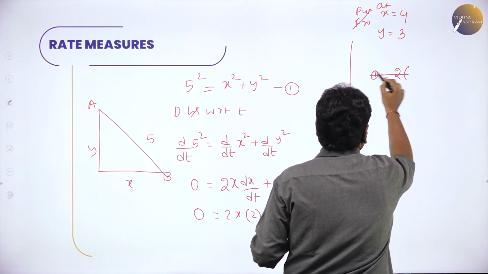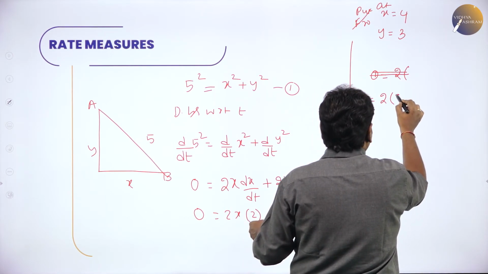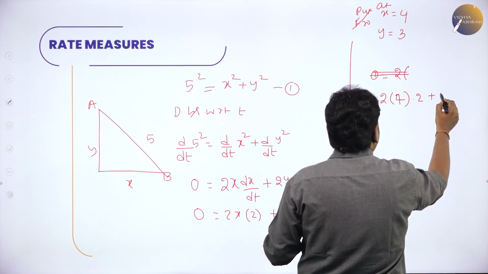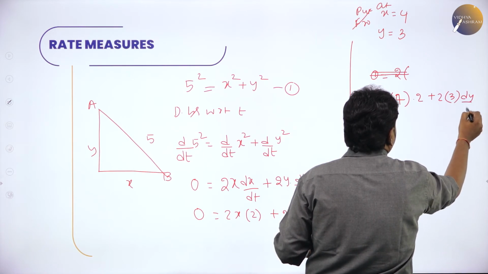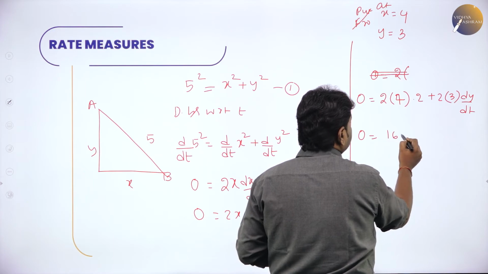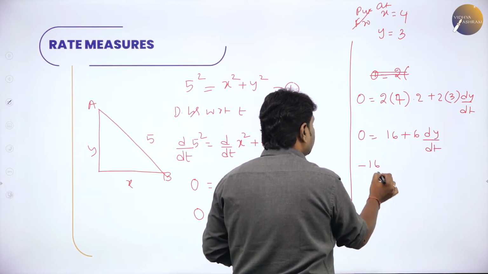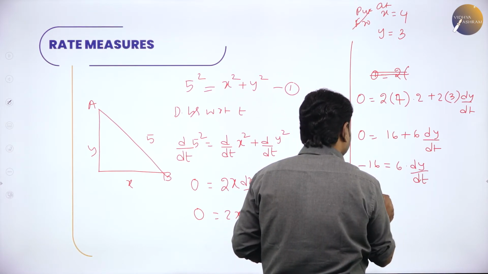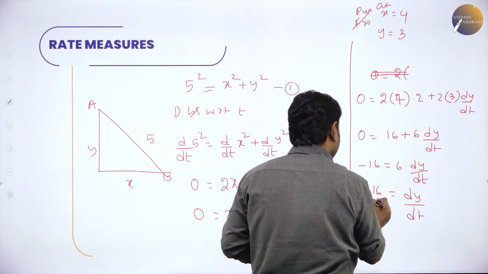So now 0 is equal to 2 into x, what is the value of x? X they gave 4. Dx by dt they gave 2. Y we got 3. Dy by dt we need. Solve this. So this will become 0 is equal to 2 4 is 8, 2 is 16, plus 6 dy by dt. Rearrange it. 16 comes this side, it will become minus 16 is equal to 6 dy by dt, or dy by dt is equal to minus 16 by 6.